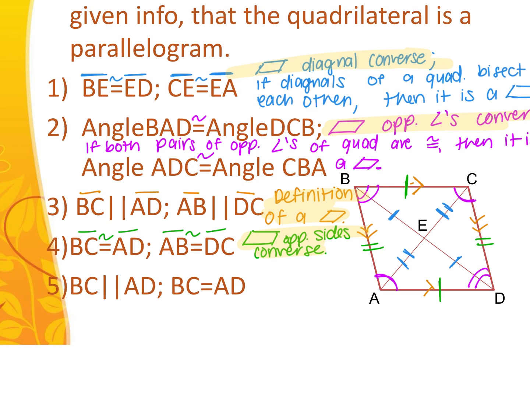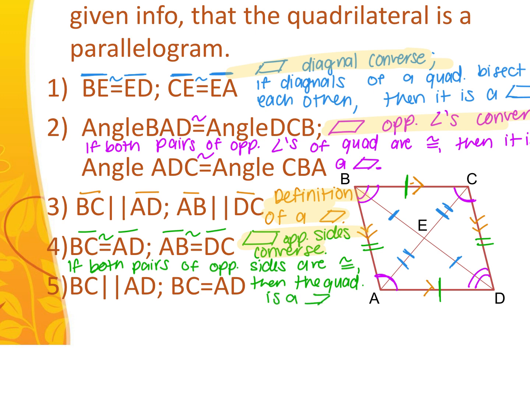And then what does it mean? If both pairs of opposite sides are congruent, then the quadrilateral is a parallelogram. And then the last one.